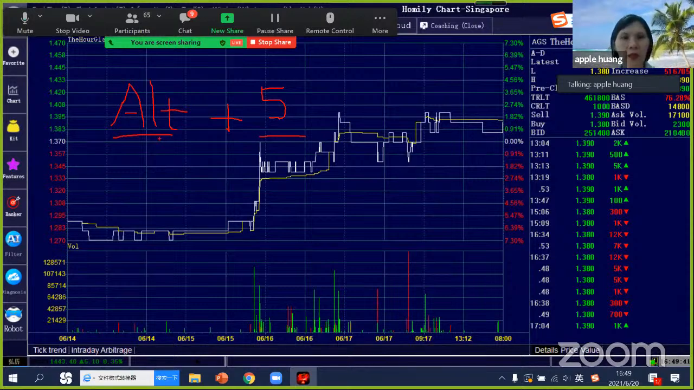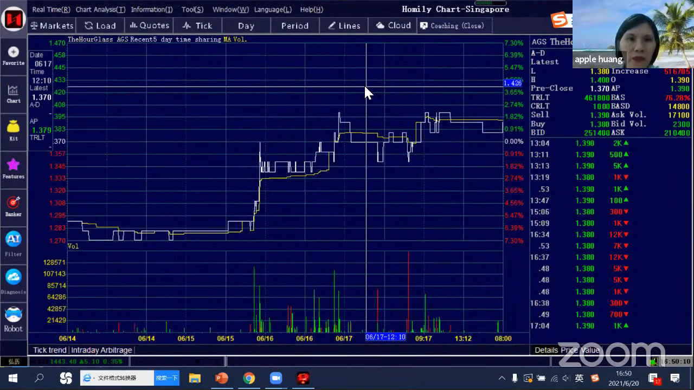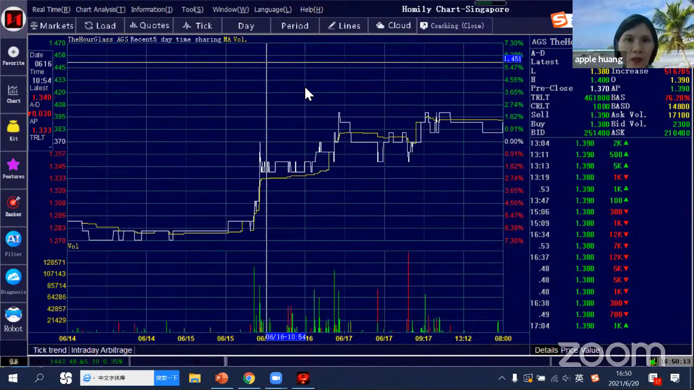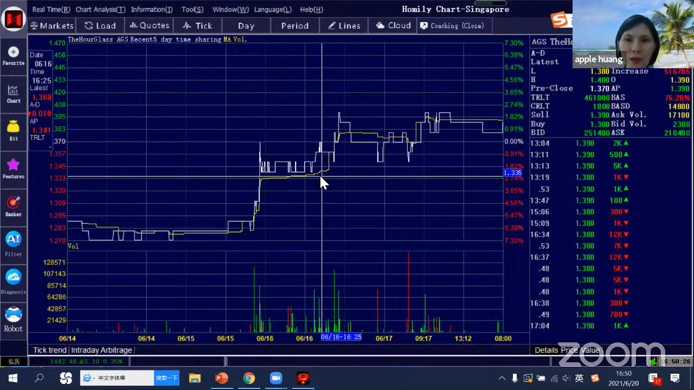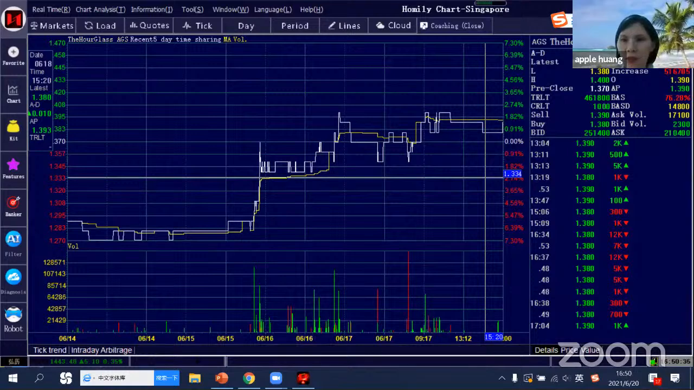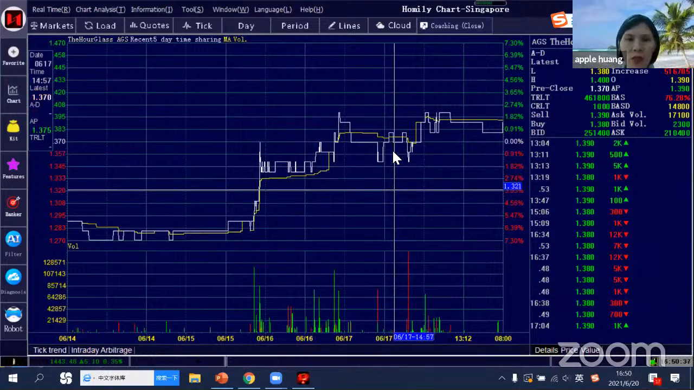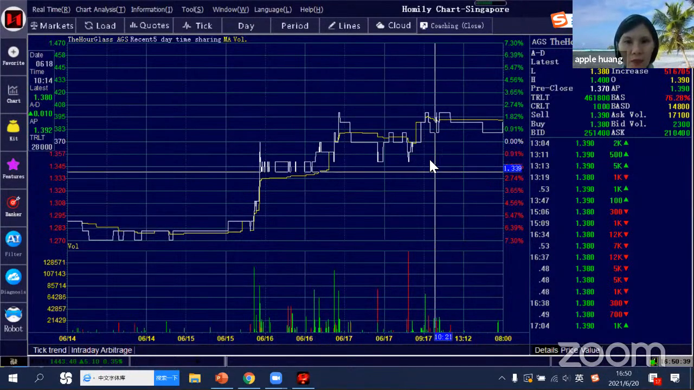I want to hear your feedback. Do you know how to come to this chart? If yes, type 1. If no, type 0. Do you know how I come to this chart? Okay, there are still some members who don't know how I came to the chart.